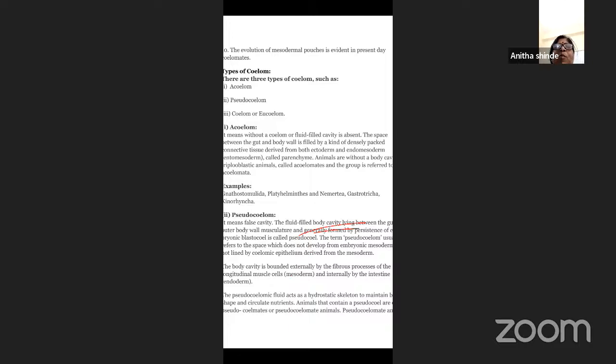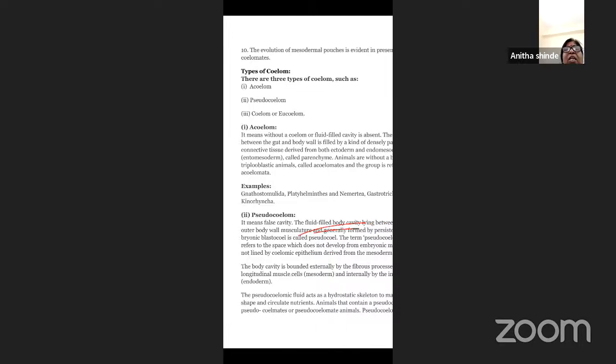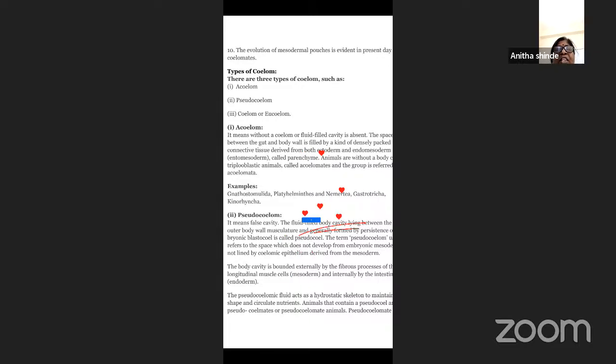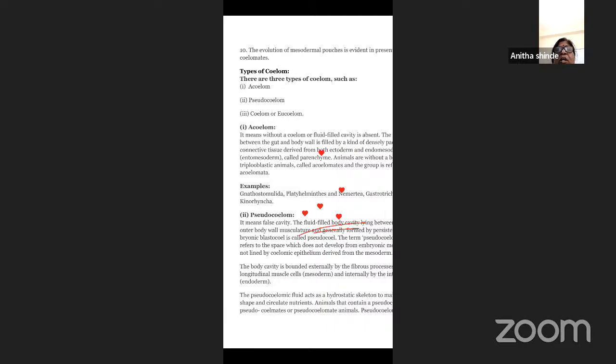Now, types of coelom, which we have already seen. Again, there are basically three types of coelom that I have mentioned here: acoelom, pseudocoelom, and coelom or eucoelom. So acoelom is without a coelom or fluid-filled cavity. Here they don't have any coelom, and so the space between the gut and the body wall is filled by densely packed connective tissue. So there is no space between the ectoderm and the endoderm.